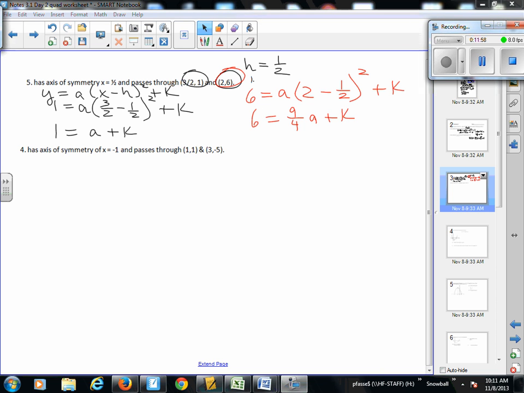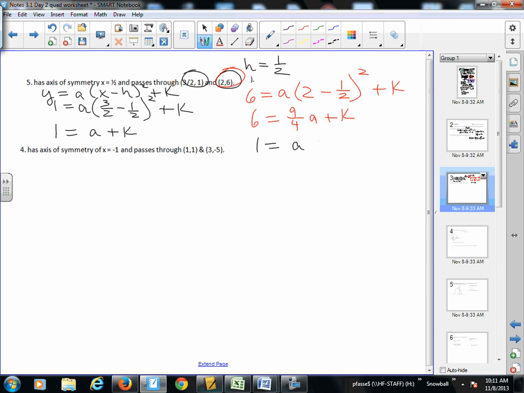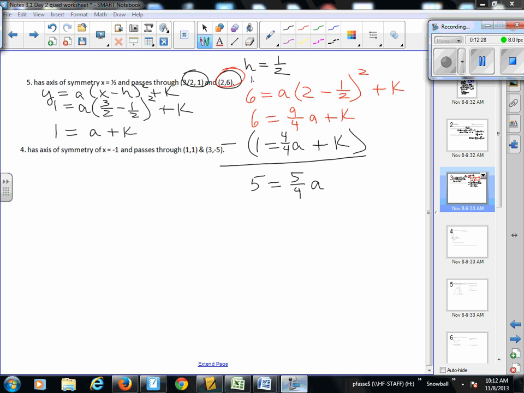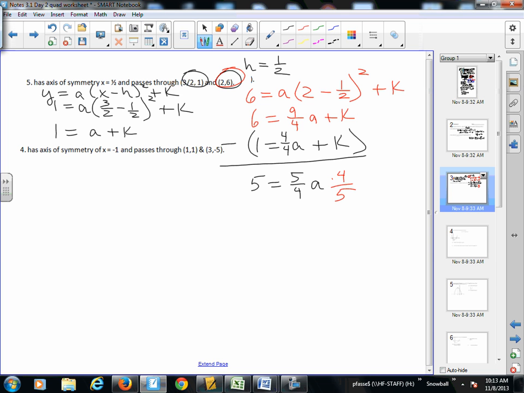So when we look at these, we see that the coefficients of k are the same. So we're going to put one under the other and subtract them. So that'll eliminate the k's. 6 minus 1 gives us 5 equals 9/4 minus 4/4. That's 1 with the same denominator would give us what? 5/4 a, and that k term would go away. All right. Now we solve for a. Multiply by 4/5.